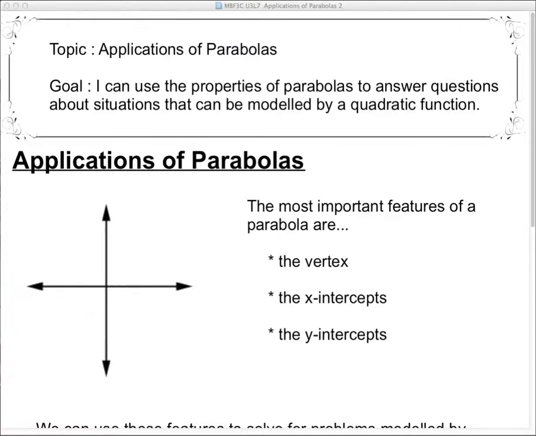Well, hello 3C. We're going to wrap up parabolas today by using the important features to talk about applications of parabolas. So our goal: I can use the properties of parabolas to answer questions about situations that can be modeled by a quadratic function.